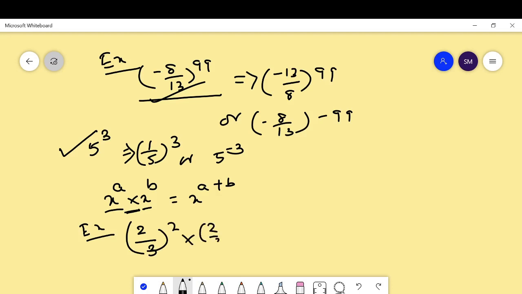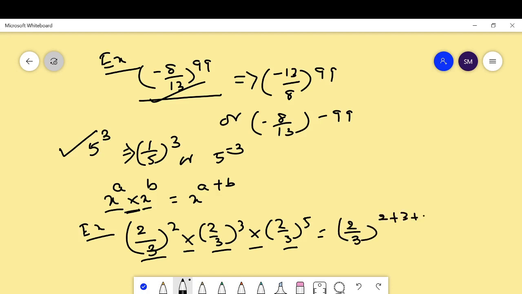Suppose this is given: 2 upon 3 to the power 3 into 2 upon 3 to the power 5. Here there is a multiplication sign and the base is the same, 2 by 3. As you know, in case of multiplication, the exponents get added. Then this is equal to 2 upon 3 to the power 3 plus 5, which is equal to 2 upon 3 to the power 8.